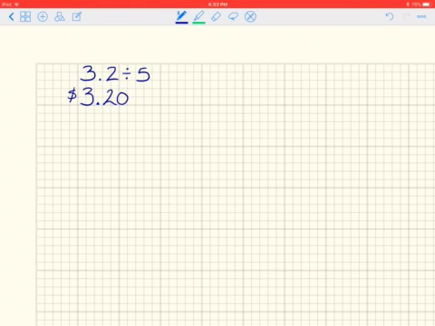And if I wanted to share that with 5 friends, I don't know exactly how much they'd get yet, but I know they're getting less than $1, right? Because I don't even have $5, so if I start sharing my $3.20, they're going to get some change. They're going to get less than $1.